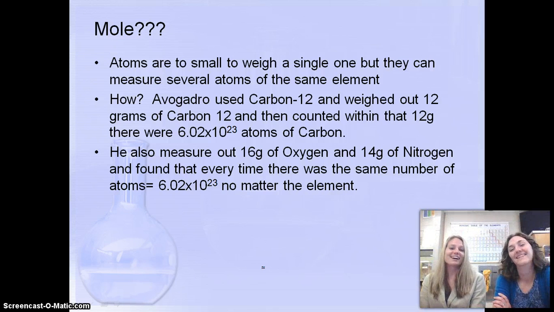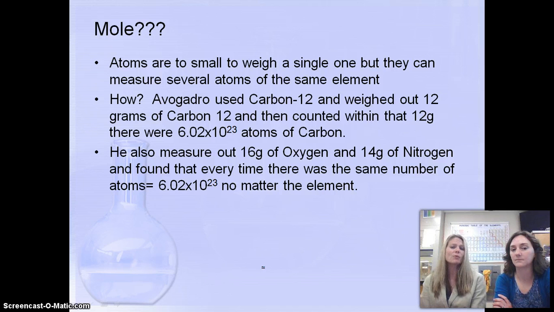It's Avogadro. He used carbon-12, and he weighed out 12 grams of it. Every single time he did it over and over again, he found it to be 6.02 times 10 to the 23rd atoms of carbon in that group. He also did it with oxygen. He took the isotope oxygen 16, took 16 grams, and found it was 6.02 times 10 to the 23rd. Did it with nitrogen, 14 grams of nitrogen. Every single element that he could use, he weighed out that same mass and found the exact same number of atoms.